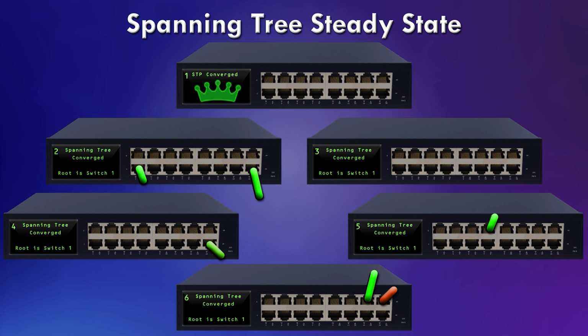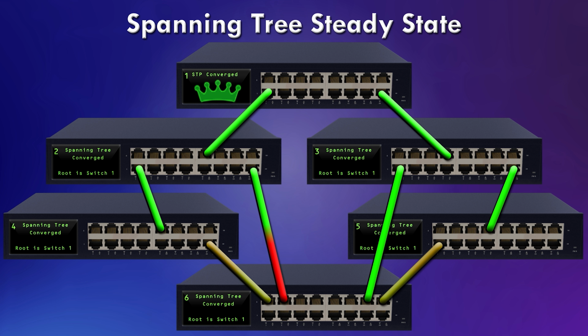Alright, let's dive into what spanning tree protocol is up to when everything is running smoothly. This is called the steady state or converged state, where all switches have agreed on the root bridge and the best paths to reach it. First, we have the BPDUs or bridge protocol data units. These are sent out by the root bridge every 2 seconds, like a steady heartbeat, keeping the network in sync.